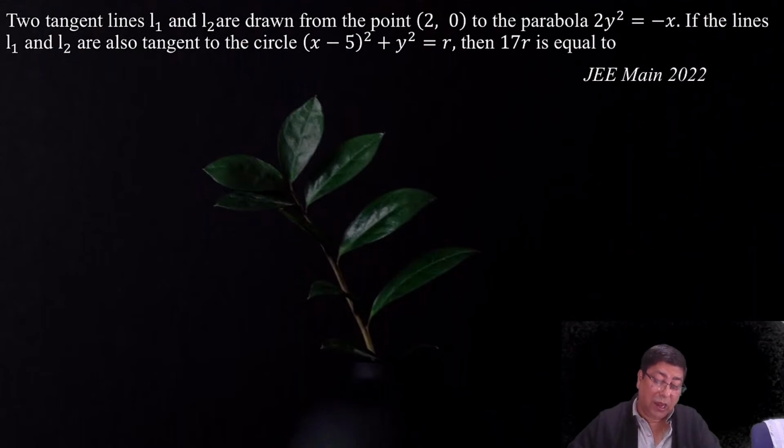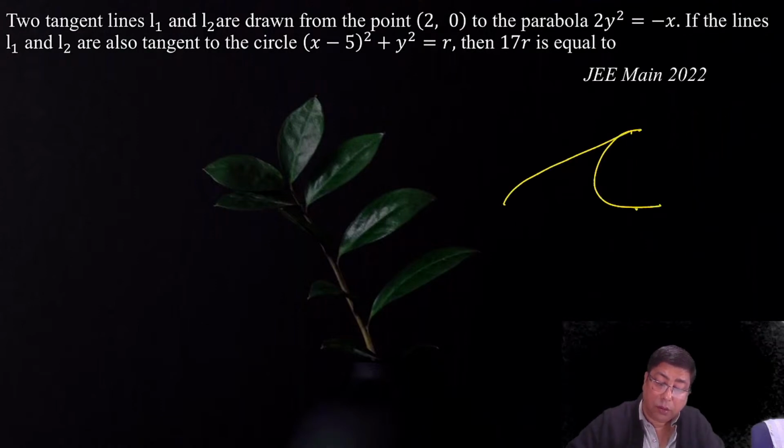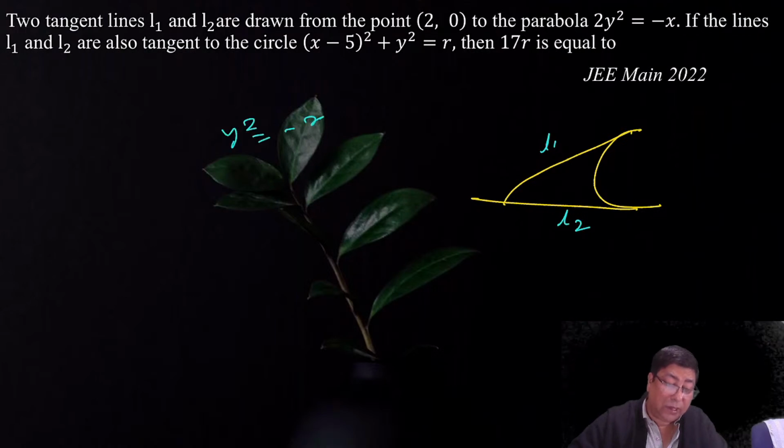Two tangent lines L1 and L2 are drawn from point (2, 0) to the parabola y square equal to minus x. If the lines L1 and L2 are also tangent to the circle, then find 17r. It means tangent lines L1 and L2, suppose one is L1 and one is L2, and the parabola is y square equal to minus x by 2.